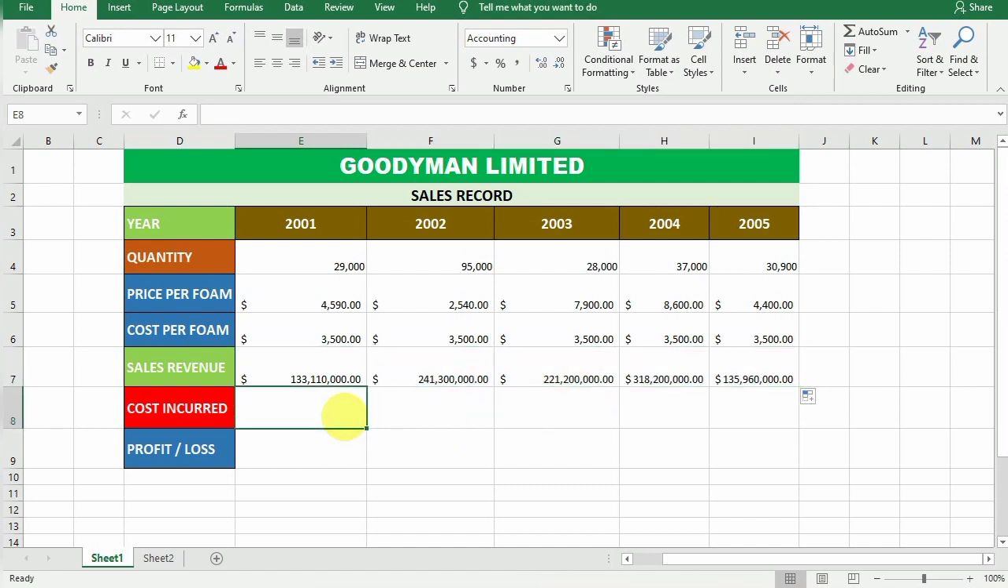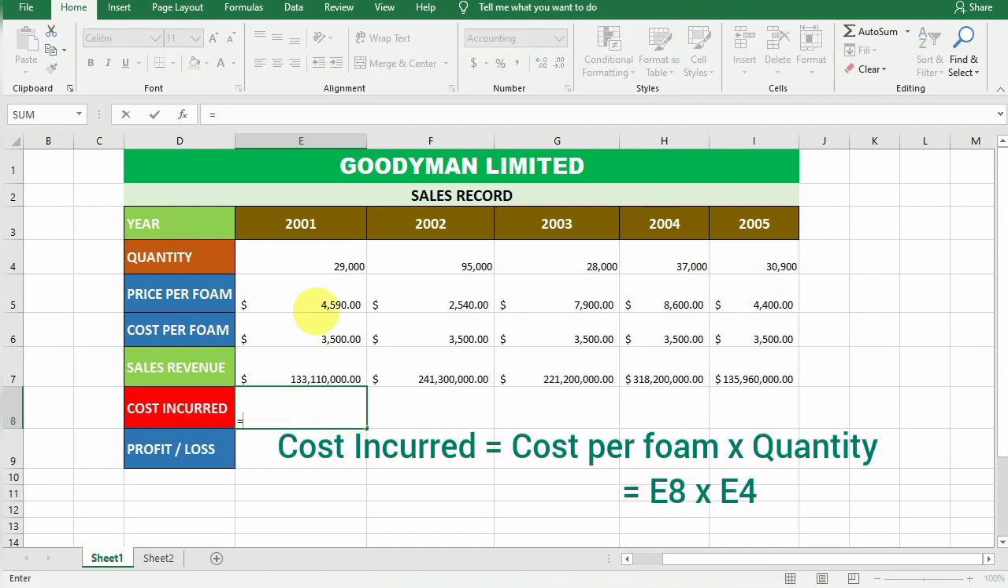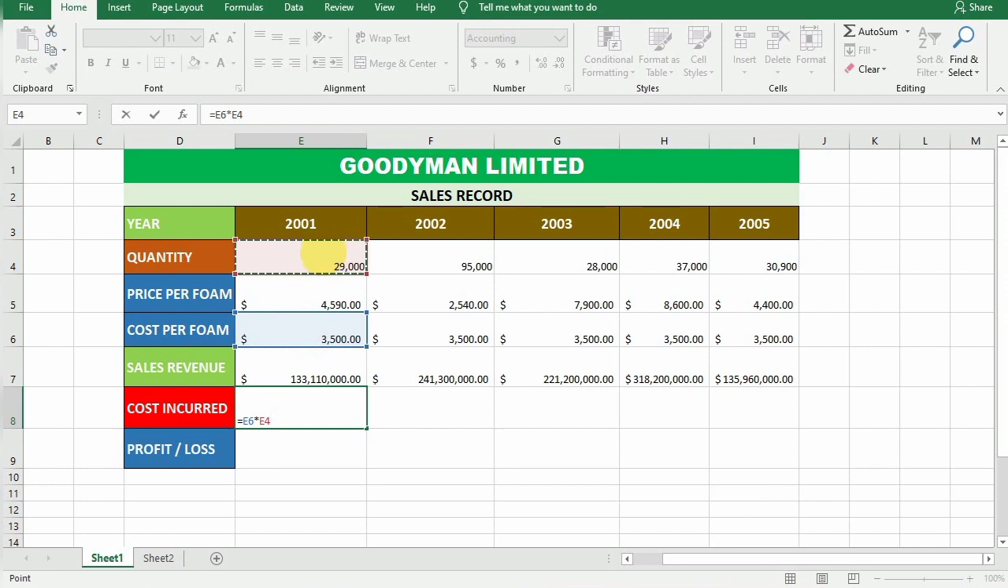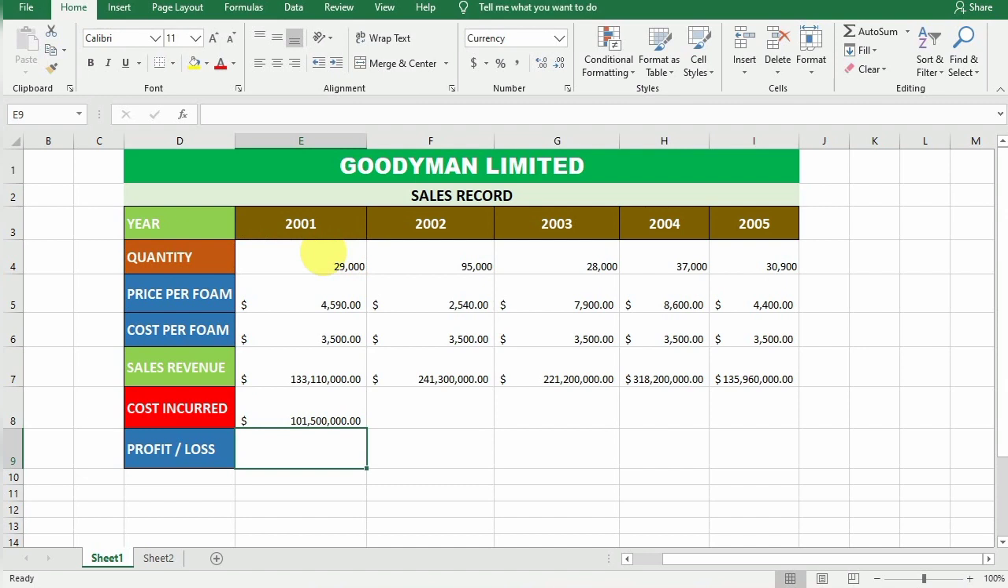Now, next we're going to talk about what cost incurred. What is the cost incurred by the company? You understand? The company had some loss, yes, and that loss is added to the cost in manufacturing. So now for 2001, to calculate it, it's equal to cost incurred will be cost per foam multiplied by that same quantity. Because the sales record showed that they didn't go short of selling all the foams. So whatever they manufactured, they sold. So this is the cost incurred.